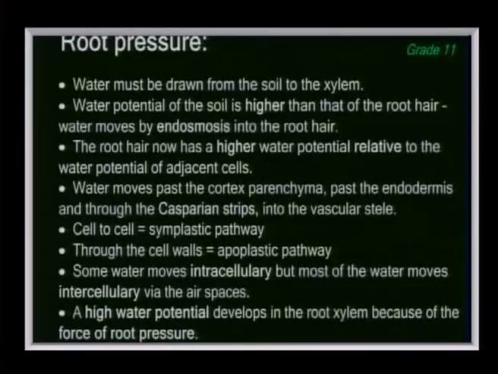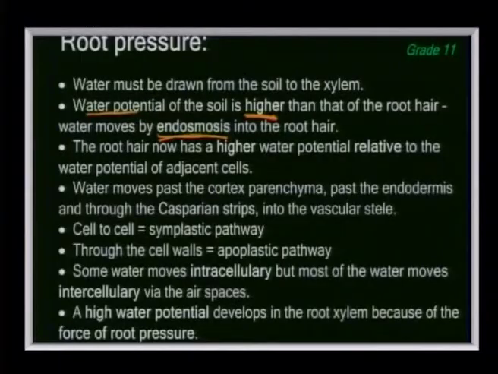Now, here it is in words. Water is drawn from the soil, okay? The water potential in the soil is higher than in the root, so water moves by endosmosis. Now remember, osmosis is water moving from a higher water potential to a lower water potential along the concentration gradient through a partially permeable membrane. So it's always from a high to a low. If it moves into the cell, it's endosmosis. If it moves out, it's exosmosis.